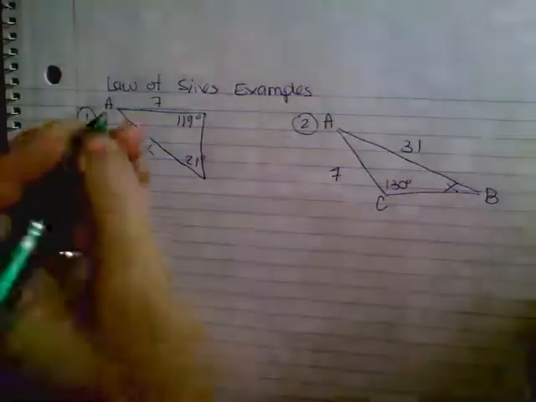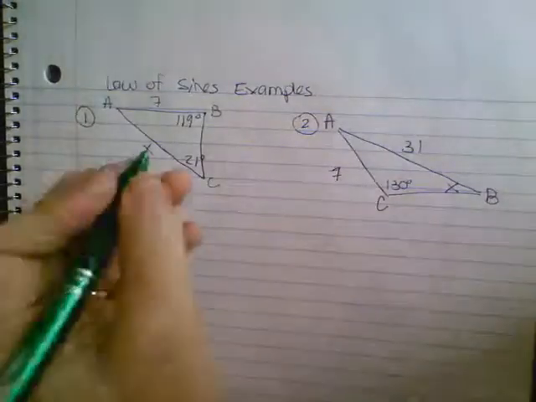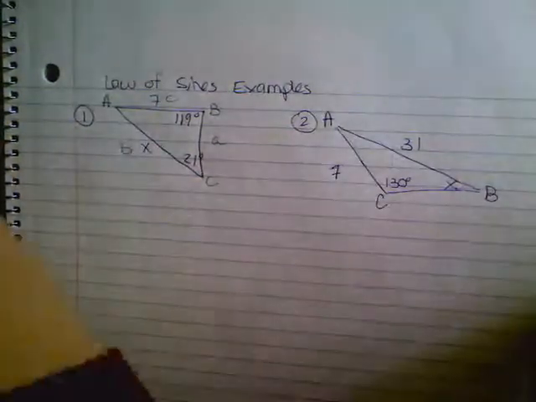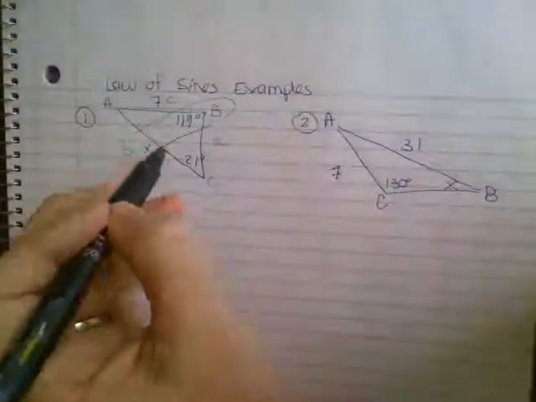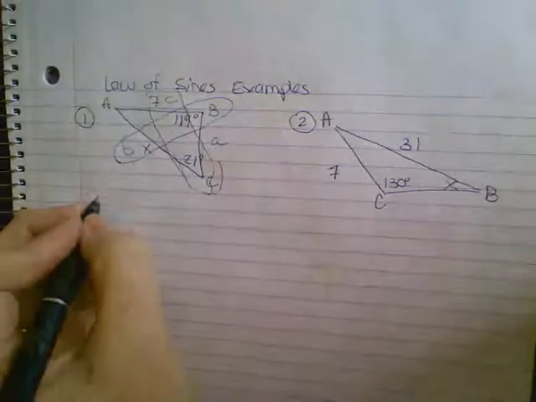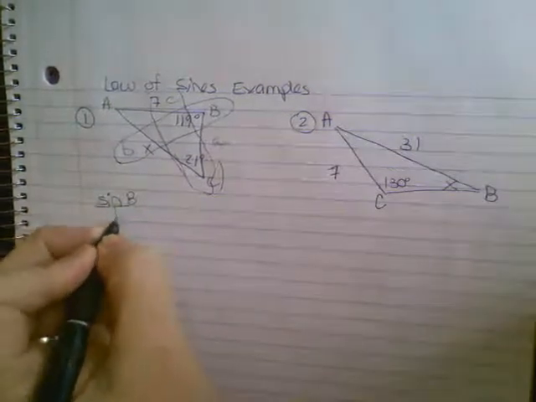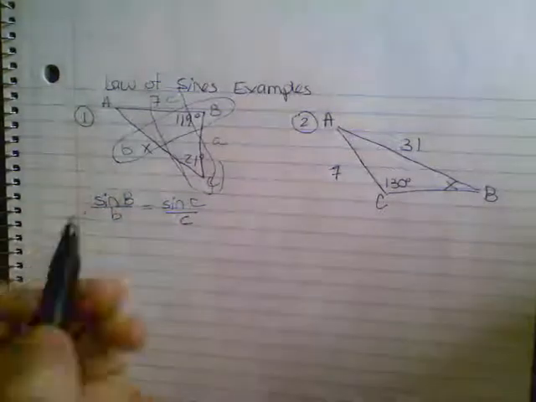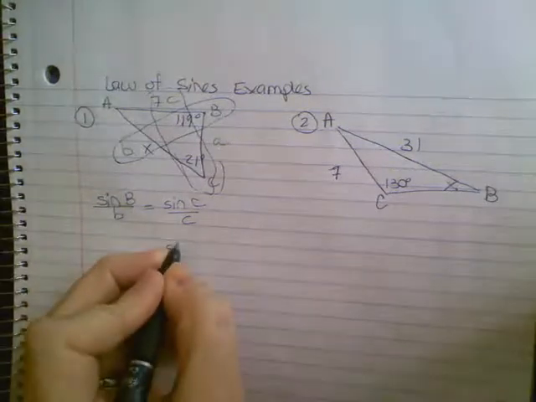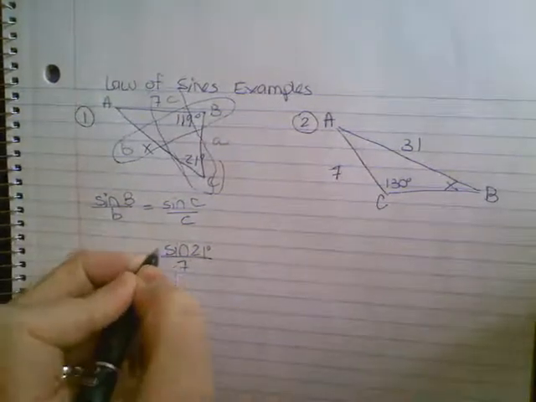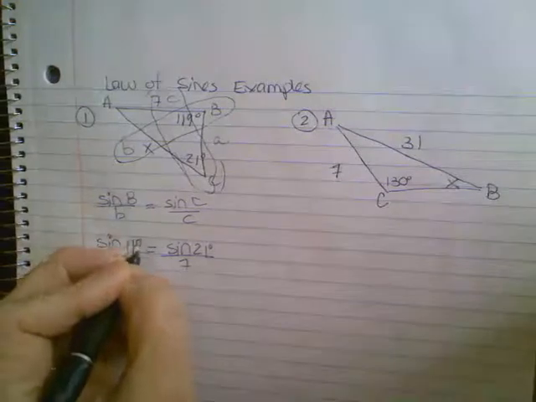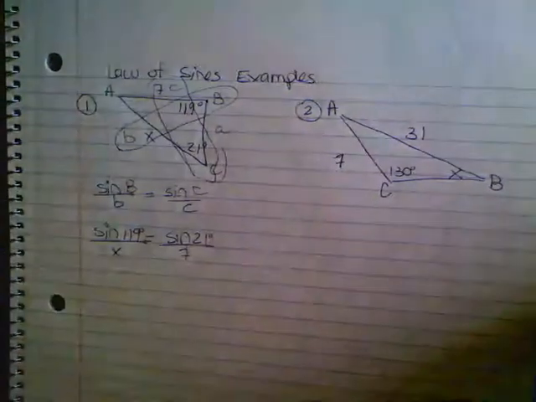I'm going to call this angle A, angle B, angle C. So this is side B, this is side C, this is side A. So I have B that it's asking me about, and I have been given C. So I can do law of sines: sine of B over B, sine of C over C. Remember, you have to have a matched pair to make this work, and I have side C and angle C. So sine of 21 degrees over 7 is my C. And then I know I have angle B, so sine of 119 divided by x.